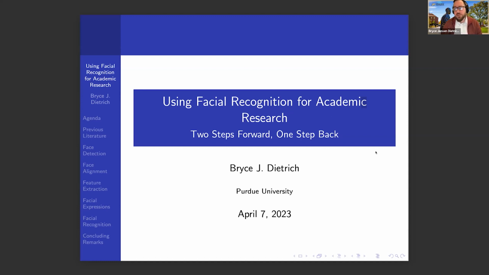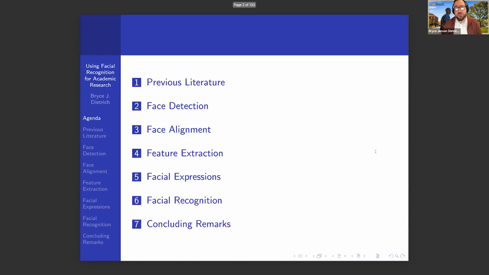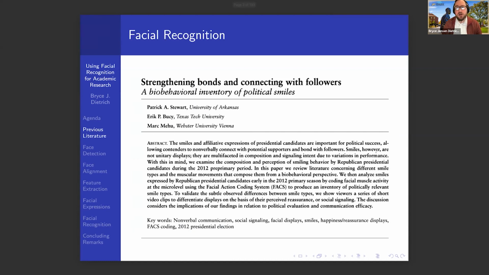So to start with, I just want to talk about the academic research in this area. Patrick Stewart is in the chat. So Patrick and Eric Busey are probably the two people who've done the most in terms of facial recognition in political science. In this paper, there's manual coding of faces. I'm not necessarily going to go into that. I'm going to talk more about automated methods, and I'm going to circle back to this paper.